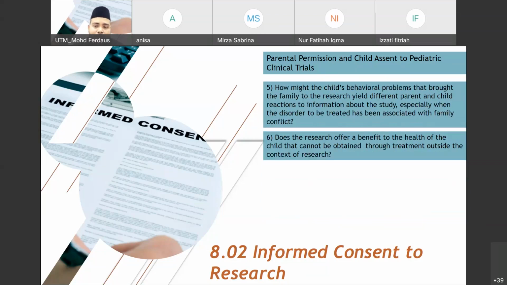Okay. Number 5, how might the child's behavioral problems that brought the family to the research yield different parent and child reactions to information about the study, especially when the disorder to be treated has been associated with family conflict? Okay. Examples of child abuse, which created delinquent behavior among the children. The delinquent behavior is the result of marriage problems among the parents, and then the parents abuse the child. In this case also, for us to ask for consent from the children and from parents, we need to consider many other factors.